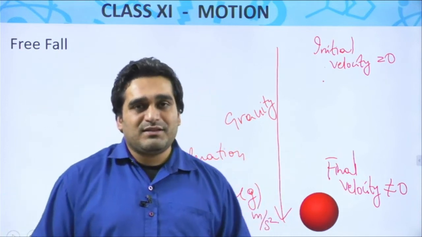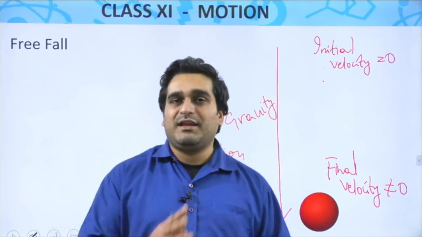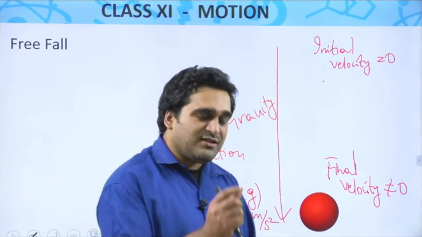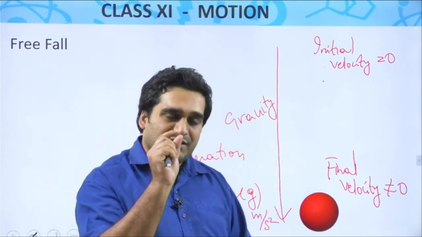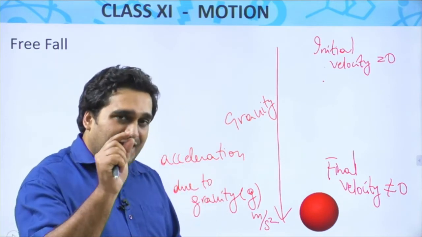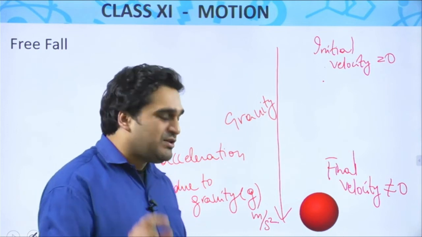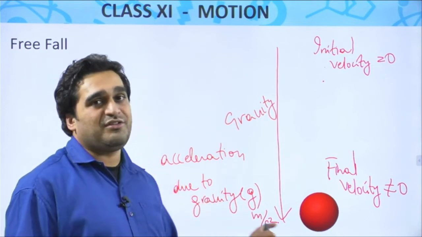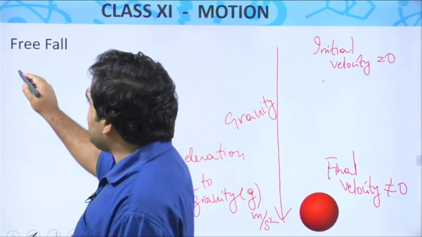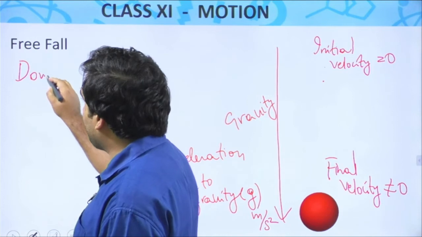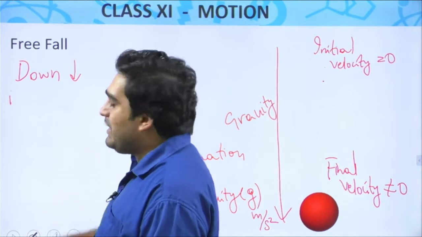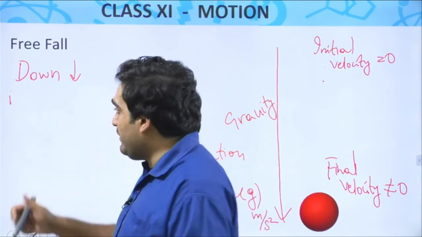Now, why did I bring this up? Remember the three equations of motion? In those equations of motion, we have acceleration as a term that is put in the given equation. Now that acceleration has to be substituted with acceleration due to gravity. So let's have a look at it. For objects that are falling down, the equation of motion can be modified.